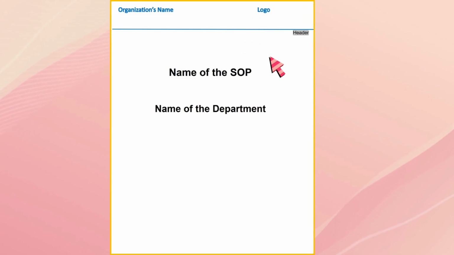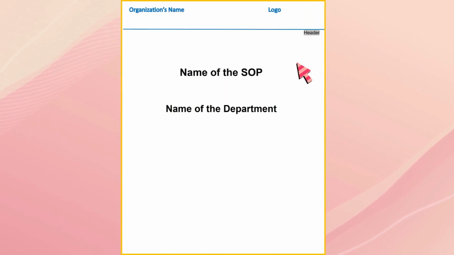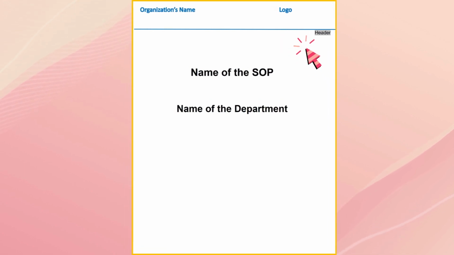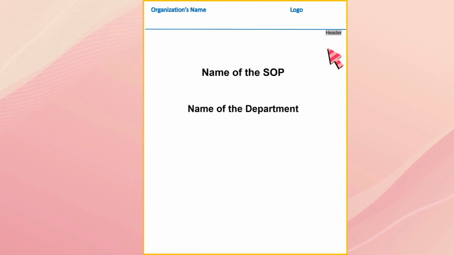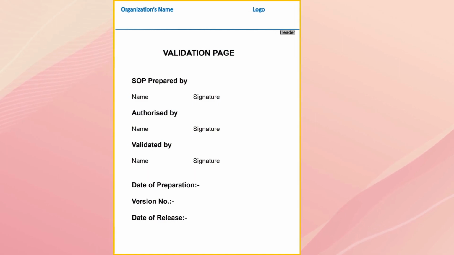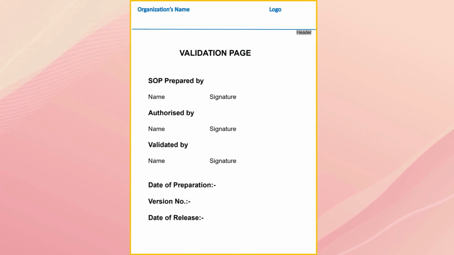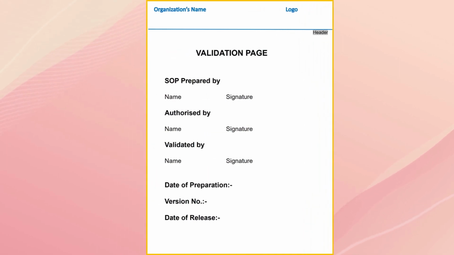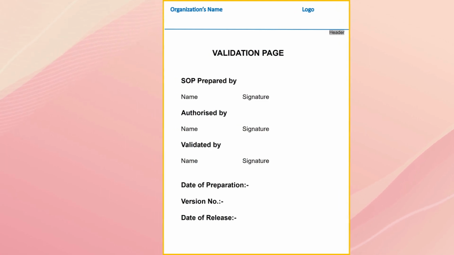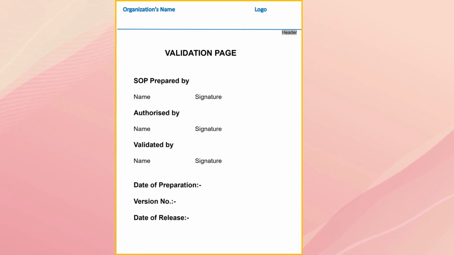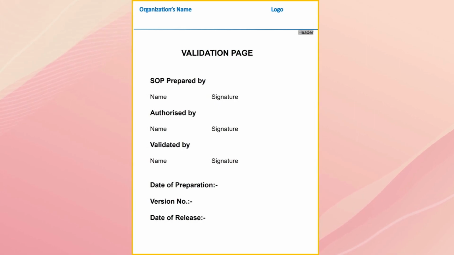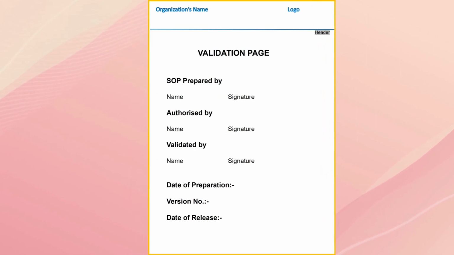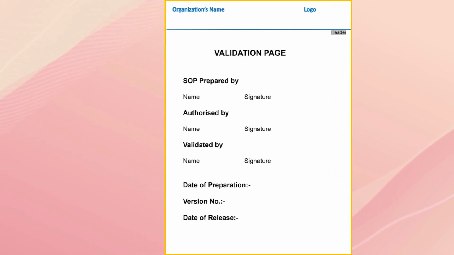The first page of the document should contain the name of the SOP and the name of the department. Put the organization's name and logo in the header section. The second page should be the validation page. Here you should put the name of the person preparing the document, name of the person authorizing and validating the document, signatures of all the respective persons, date of preparation, date of release, version number or revision number.